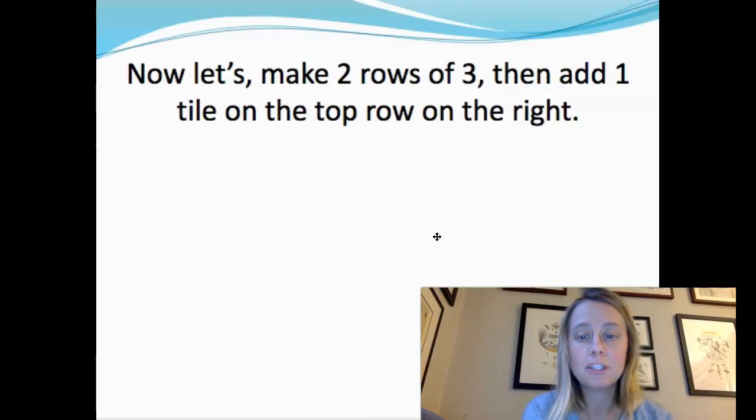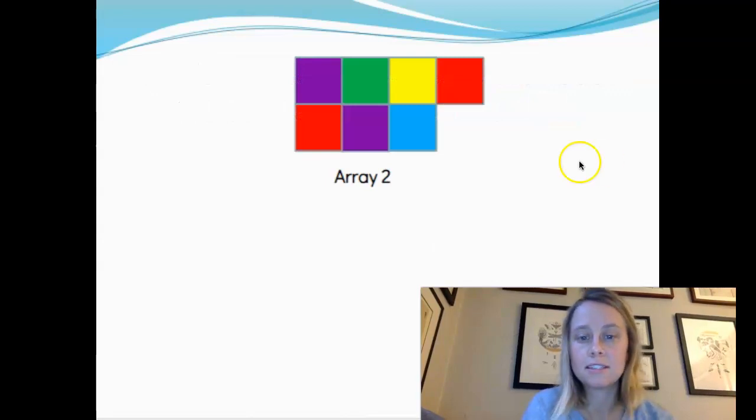Now we're going to make an array with 2 rows of 3 and then add 1 tile to the top right row. So it's going to look just like our last array, but we're adding a tile to the top row on the right side. So now it looks like this. This is that extra tile that we added on. So 2 rows of 3 plus 1 tile on the top.